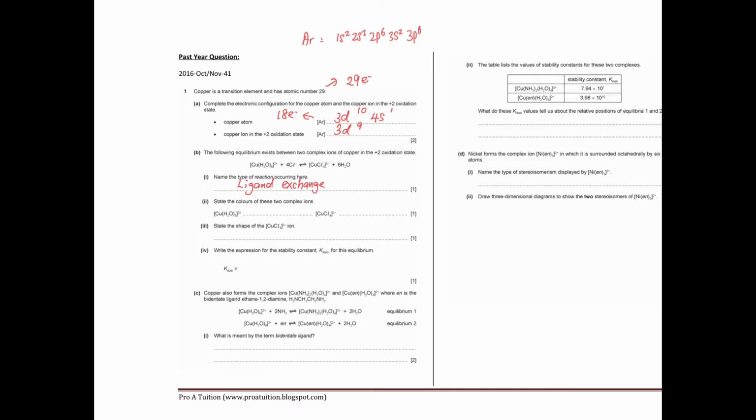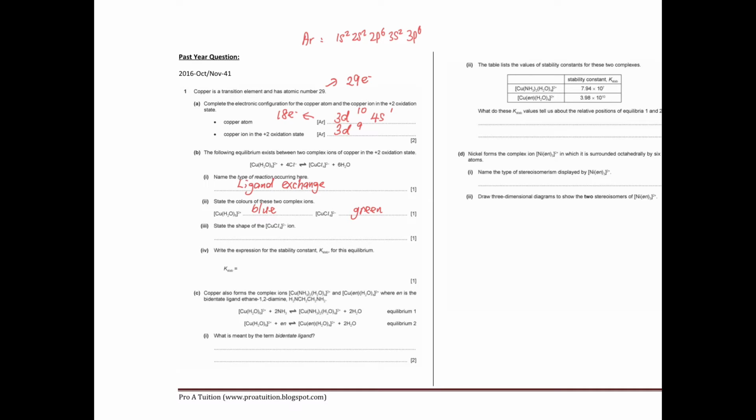Okay, now part 2, state the colors of these 2 complex ions. So this one we learned last week under copper chemistry. So now I just put the answer for you. You can always refer back to the notes. Blue, green.